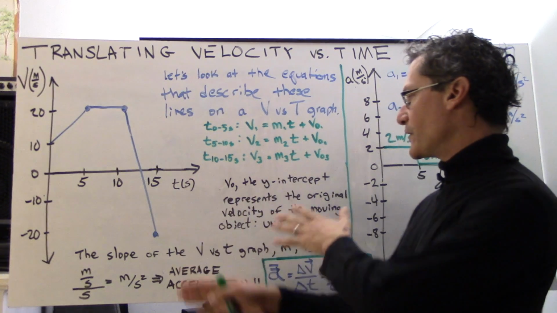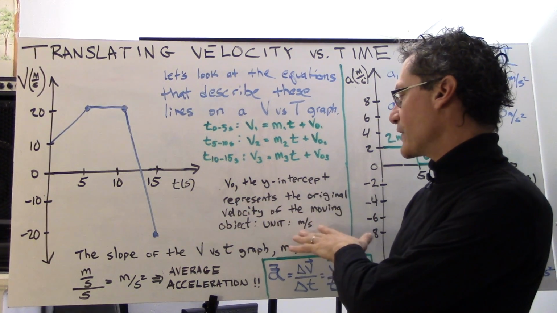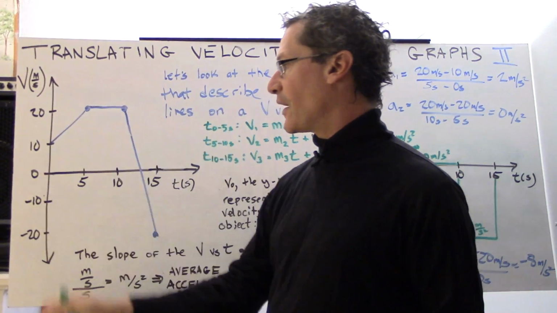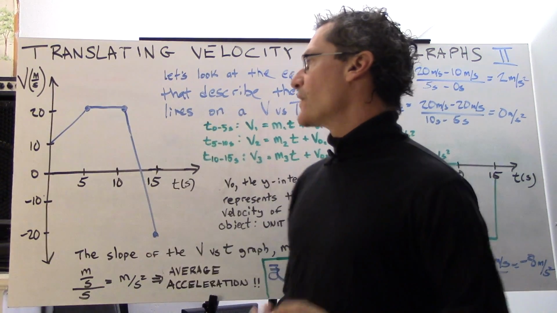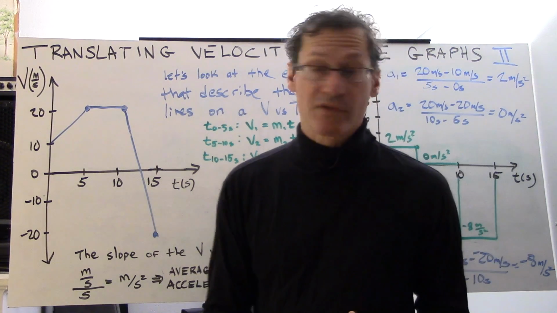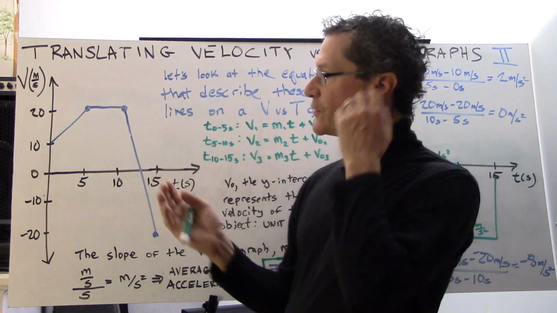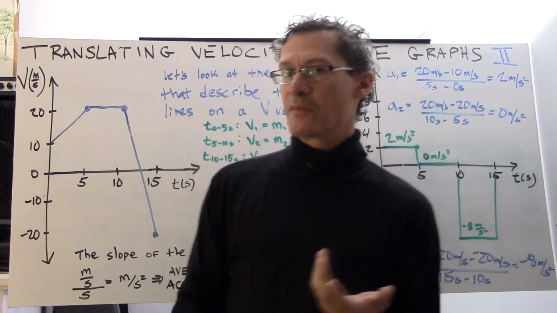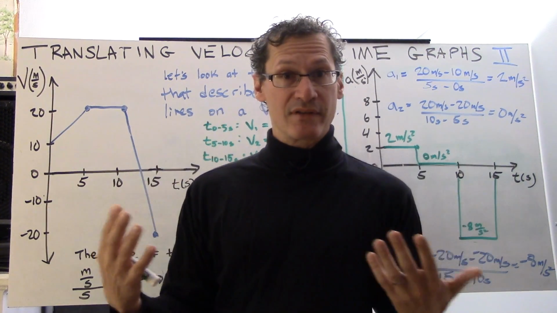And v0, as we see here, is the y-intercept. It represents the original velocity of the moving object. If we were to extrapolate these things back to the vertical axis, each of them would have a different intercept, of course. But because they're stacked together as motions, we're not fully concerned about it except for this guy over here. There's a piece of information that is really important though for every one of these, and that's slope.